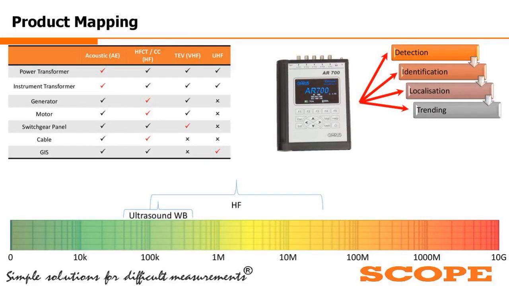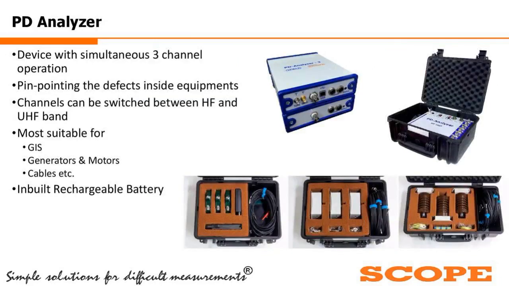So here, acoustic means, as you can understand, it is more suitable for transformer applications. However, if you are interested in using acoustic sensors for GIS applications or panel applications, we can use this kit also for those sorts of applications.